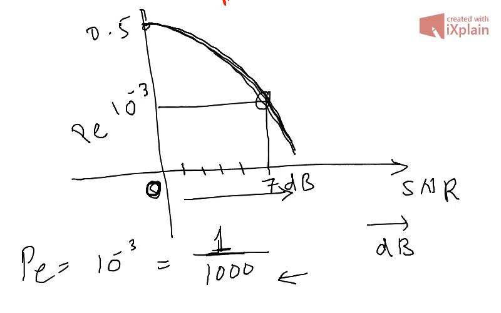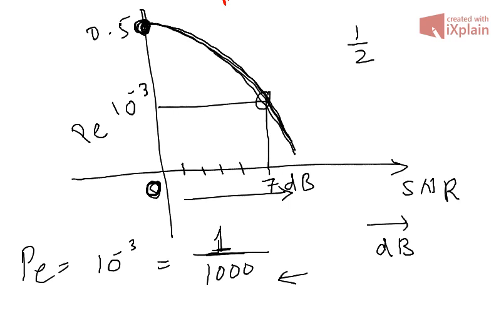So 0.5 means 1 over 2. So 1 over 2 means half of the bits will be in error. If your SNR is 0 dB, you would get this probability of error. This is the theoretical curve. If your SNR is 0 dB, the probability of error is 0.5, which means half.